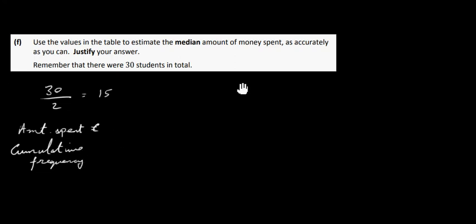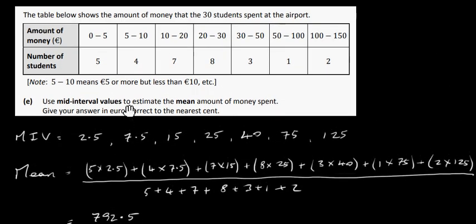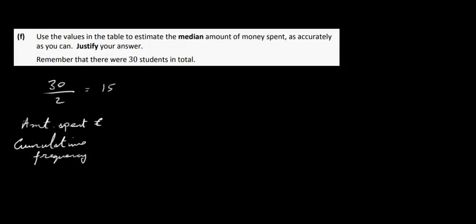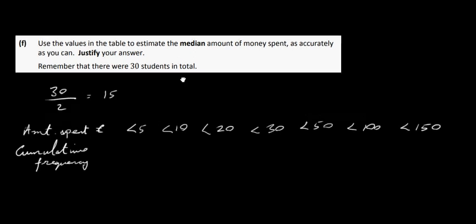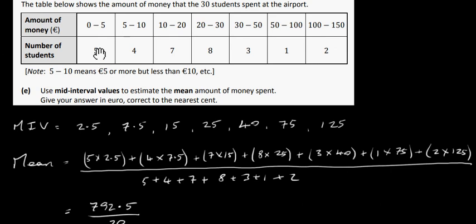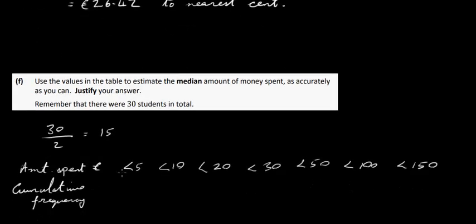Now what I'm going to do here is have a look at this table, and I'm going to take these values here, 5, 10, 20, 30, 50, 100 and 150, and write them down. In the first case, I'm going to look at the number of people who spent less than 5 euros. Then I'm going to look at the number of people who spent less than 10 euros, less than 20, less than 30, less than 50 was the next one, less than 100, and the last one was less than 150 euros. Now if you look at that, the number of people who spent less than 5 euros was 5. So I'm just going to put that here. I'll explain why I'm doing this in a minute.